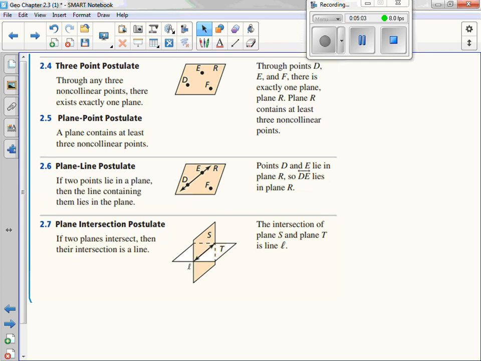Erase the last two. If 2 points lie in a plane, then the line containing those points also lies in the plane. If 2 planes intersect, their intersection is a line.